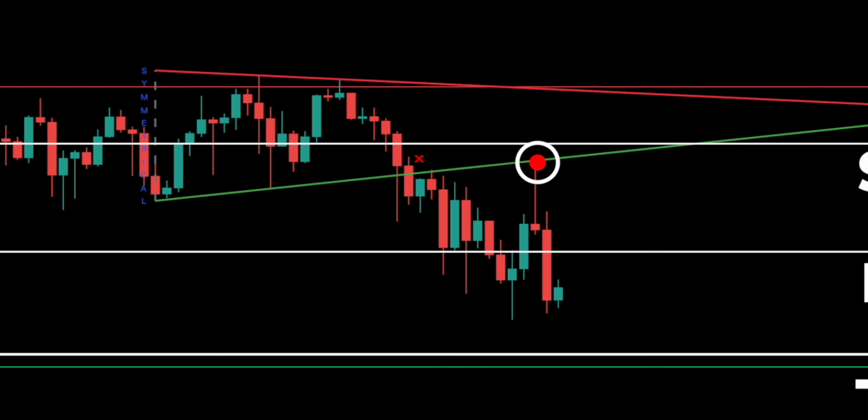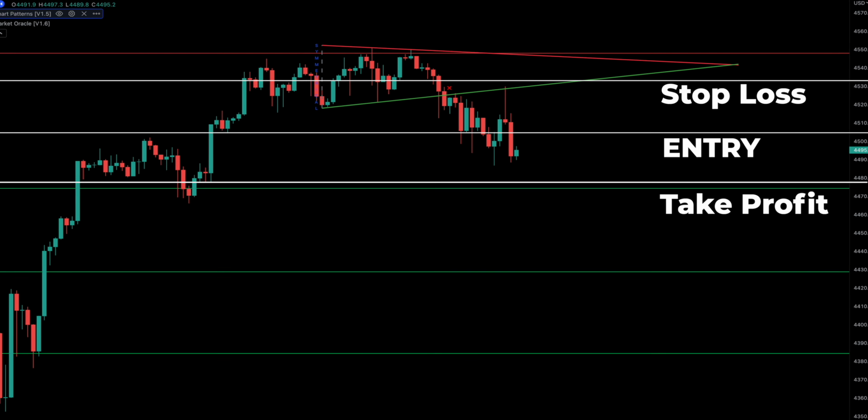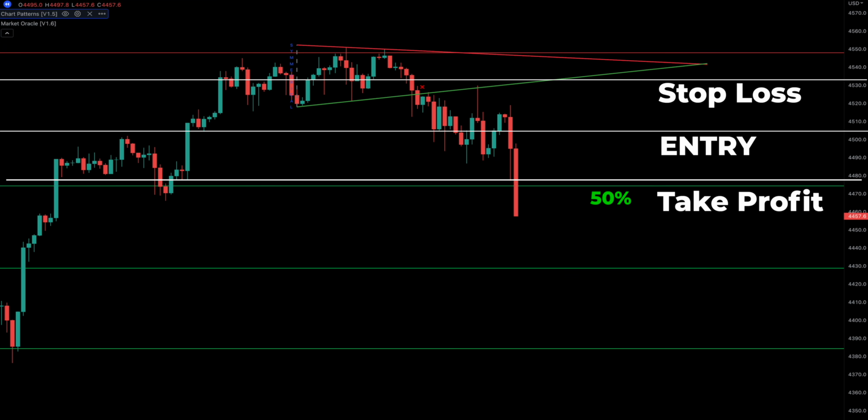Price comes back to retest the pattern yet again, but thankfully I placed my stop loss far enough inside the pattern that we are still in play. Our first take profit has now been hit, and I now have made profit on 50% of my position. And with the other half, I will slide my stop loss from resistance to resistance until I get stopped out.